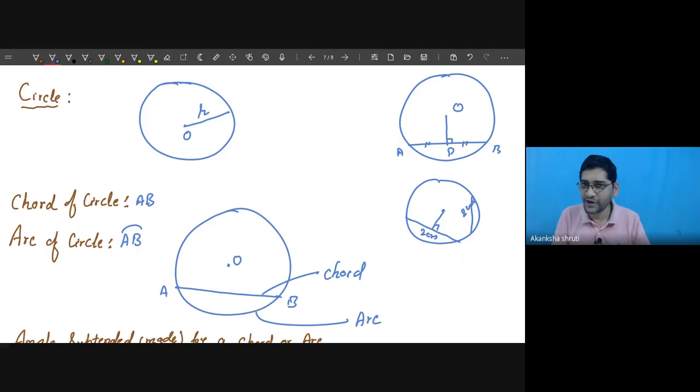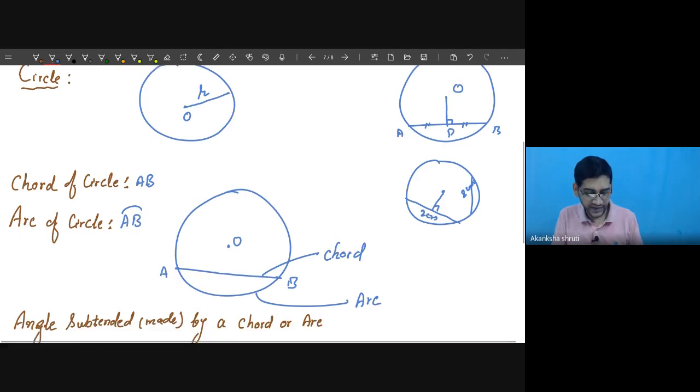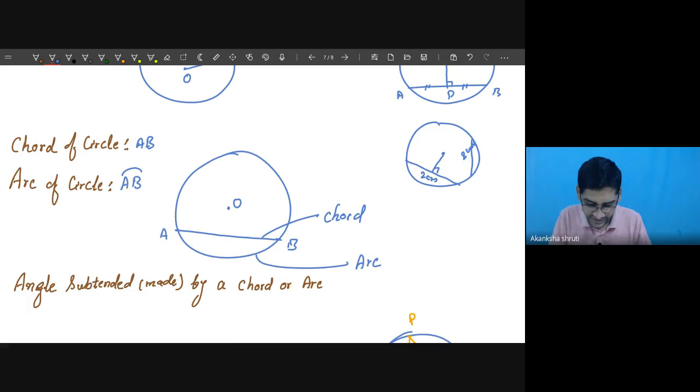Students, circle we have learned. Circle is identified with the center and the radius and their circumference. So the distance of any point on the circumference or circular boundary is always fixed from the center and is equal to radius r. Then we have learned a chord. Chord is denoted by AB. It is a straight line segment. Then arc. But this AB, if we consider the circular boundary or part of the circumference, then it is the arc.